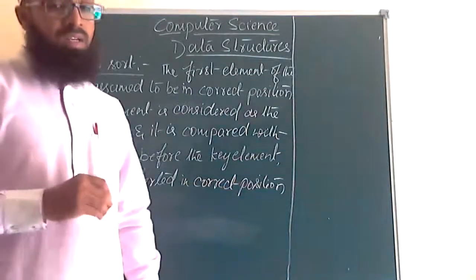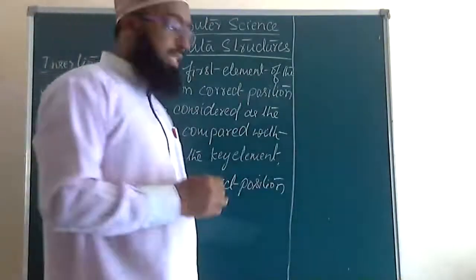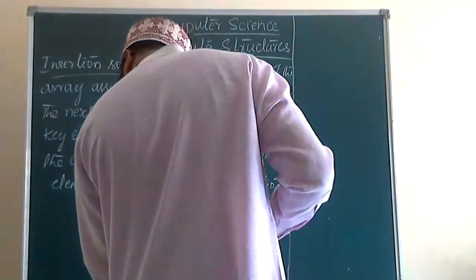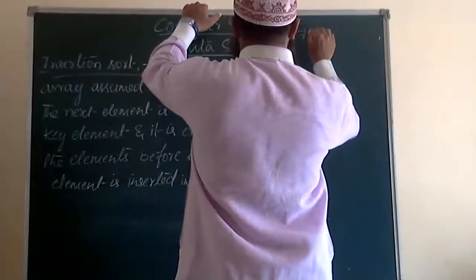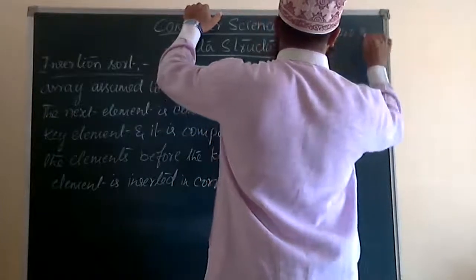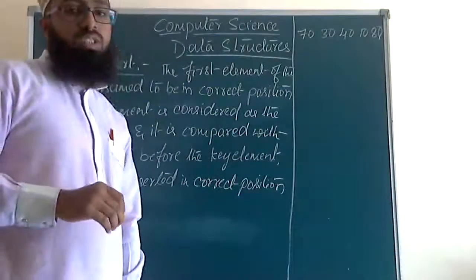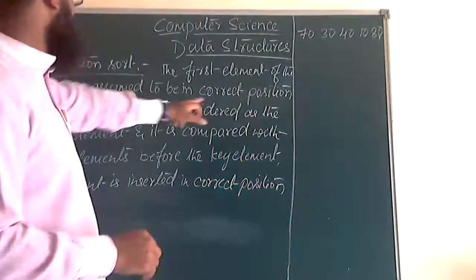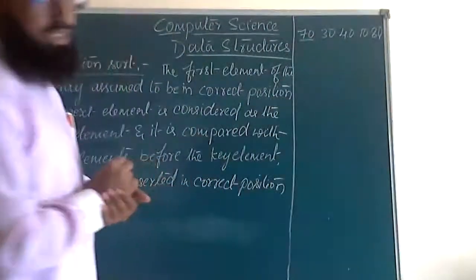As I have taken the example from the textbook, in this class also I will take the same example from the textbook. That is 70, 30, 40, 10 and 80. Okay, look here. Now you have to see this insertion sort technique. The first element of an array is assumed to be in correct position. Think of this 70 as in correct position.